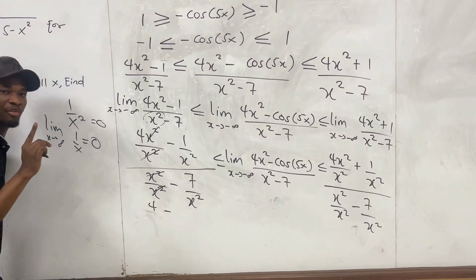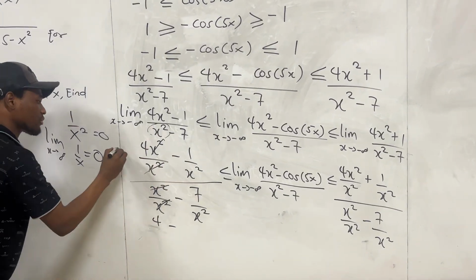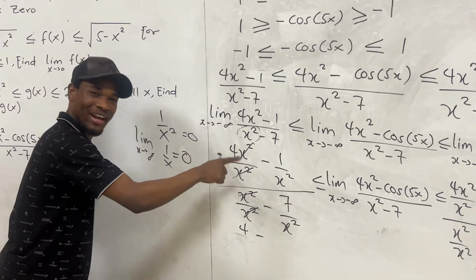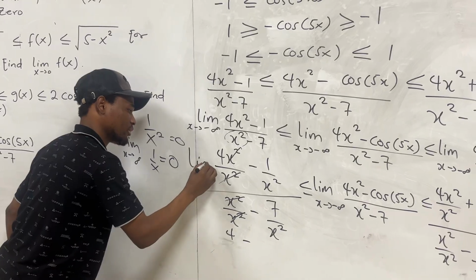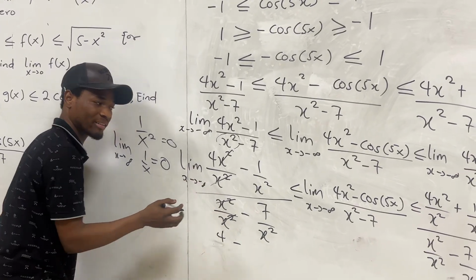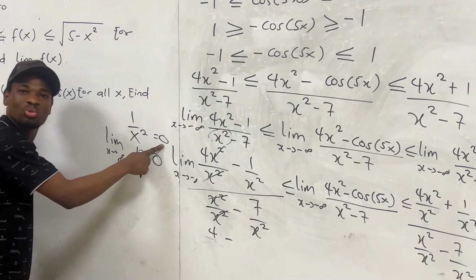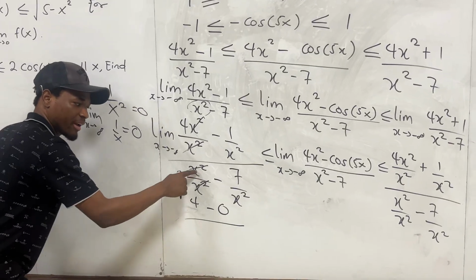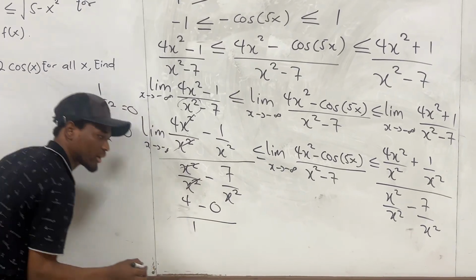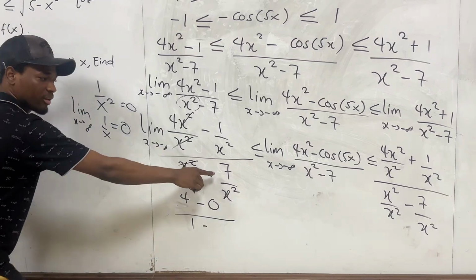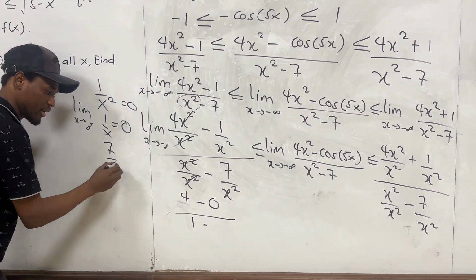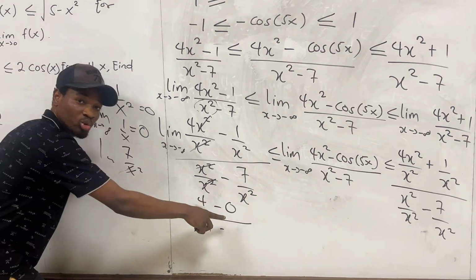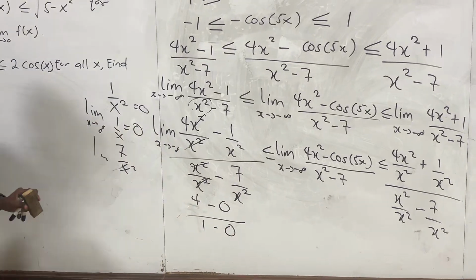Then minus, viewers, remember, you have 1 over x squared. What happens? It goes to 0. So I have minus 0. Then all over, what do I have here? x squared cancels x squared, 1. Then minus 7 over x squared. When you take the limit at infinity, it also goes to 0.